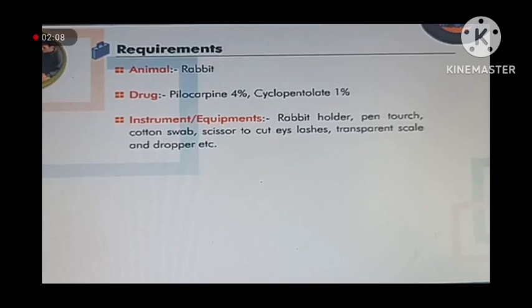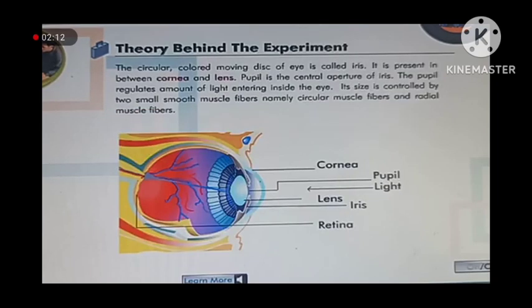Now let's look at the theory behind the experiment. The circular, colored moving disc of eye is called iris. It is present in between cornea and lens. Pupil is the central aperture of iris. The pupil regulates amount of light entering inside the eye.